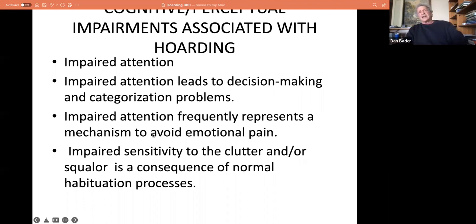All right. Cognitive perceptual impairments associated with hoarding. Impaired attention. Impaired attention leads to decision-making and categorization problems. Impaired attention frequently represents a mechanism to avoid emotional pain. Impaired sensitivity to the clutter and/or squalor is a consequence of normal habituation processes, like I just mentioned.